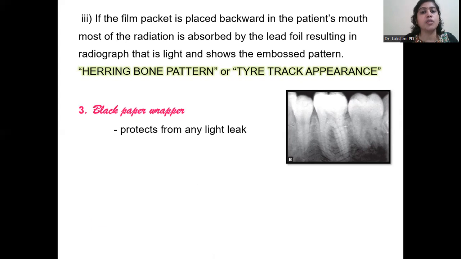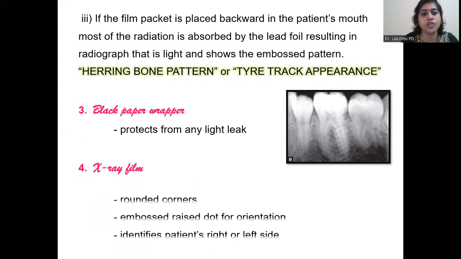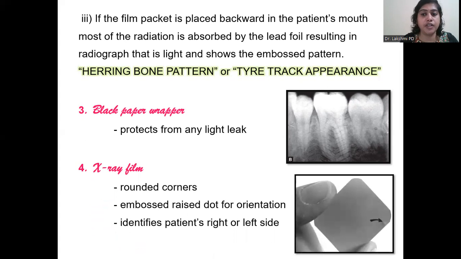The third part is your black paper wrapper, which protects the X-ray film from any sort of light leak. And last is our major component, which is your X-ray film. This X-ray film has rounded corners, and like I told you earlier, you have an orientation dot or an occlusal dot which permeates through all the layers of the X-ray film.